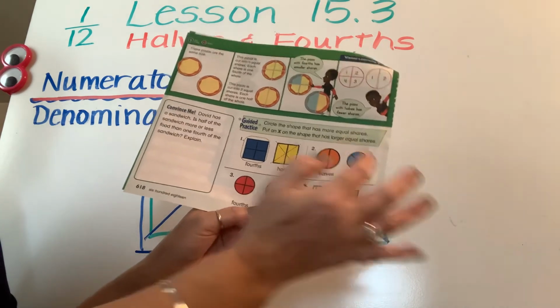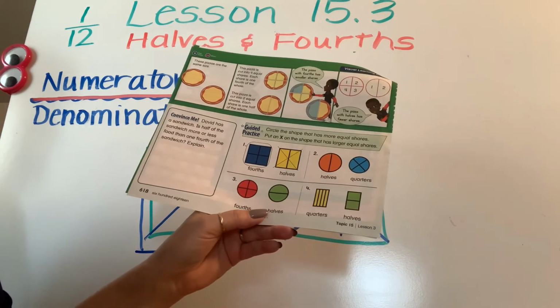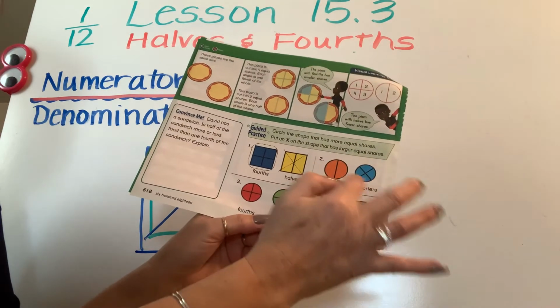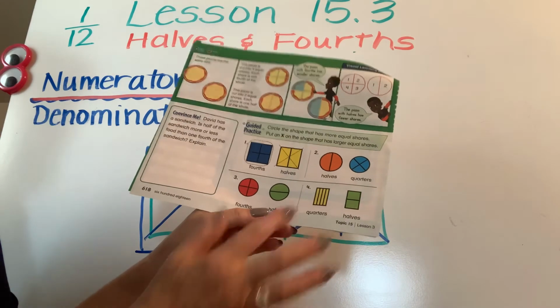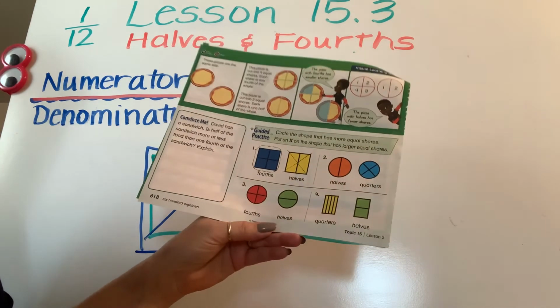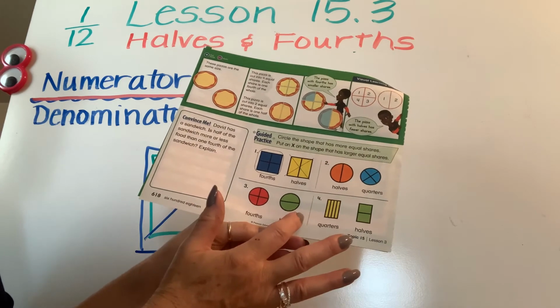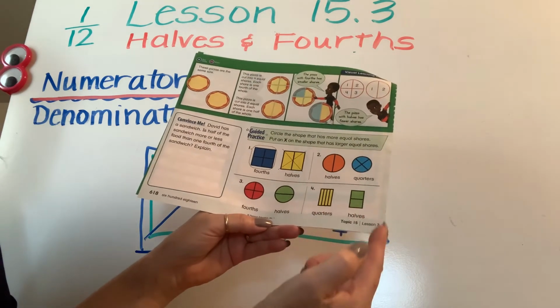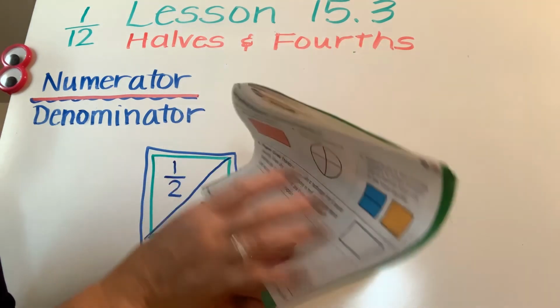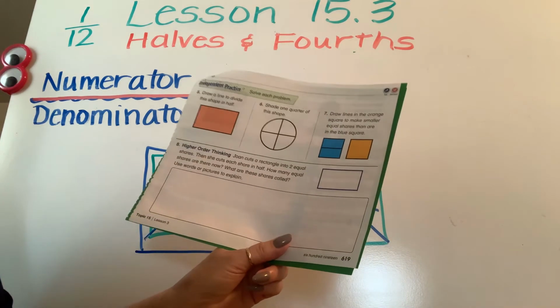What about this? Halves or quarters? Right, we're going to circle the quarters or the fourths, and we're going to put an X on the halves because those are bigger pieces. Fourths, halves, quarters, and halves. And I think you've got it. All right, let's go to the next page.